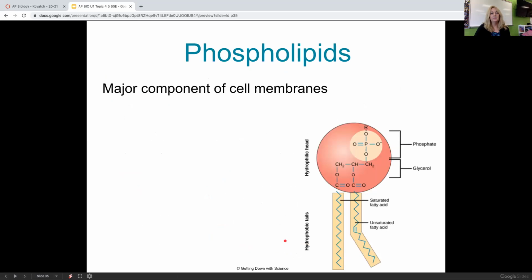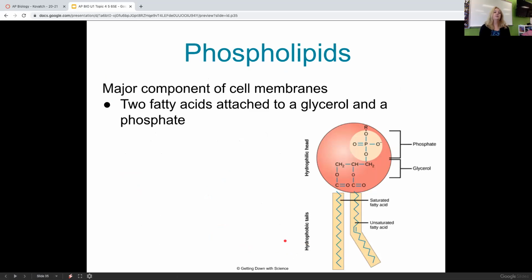This is a phospholipid. It's a major component of cell membranes. Two fatty acids attached to a glycerol and a phosphate make up a phospholipid. So check out the charges on the phosphate part of this. You can see the phosphate here has oxygens, and you see negative charges on these oxygens. They do have negative charges, which makes them hydrophilic in nature, which means they like to be near water.